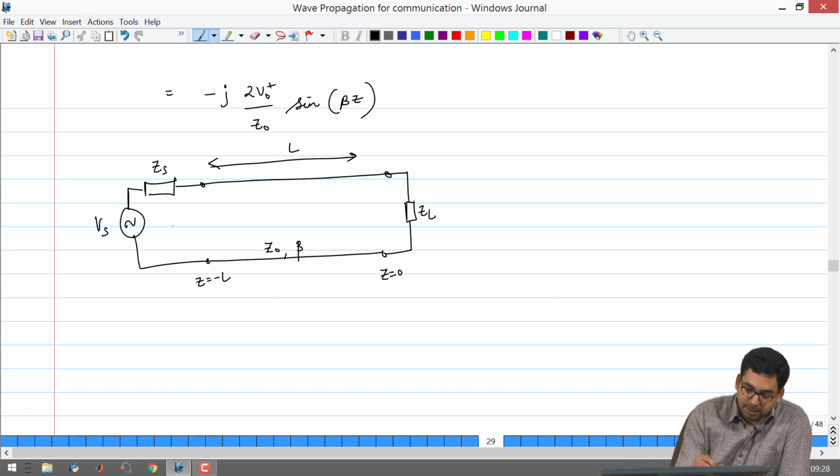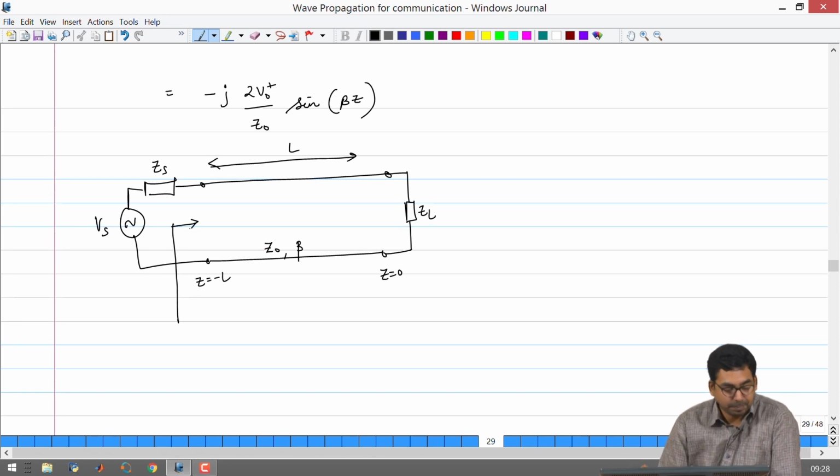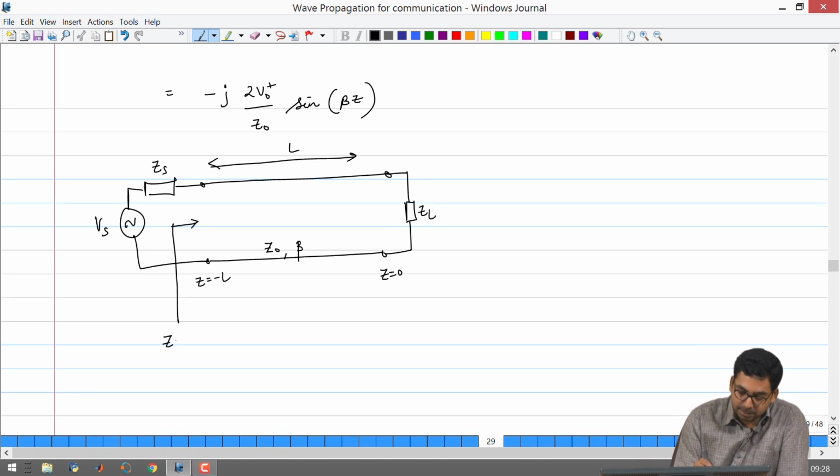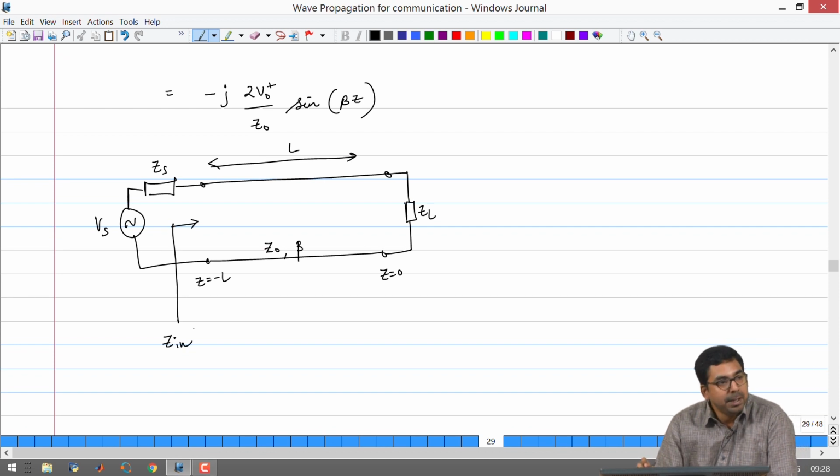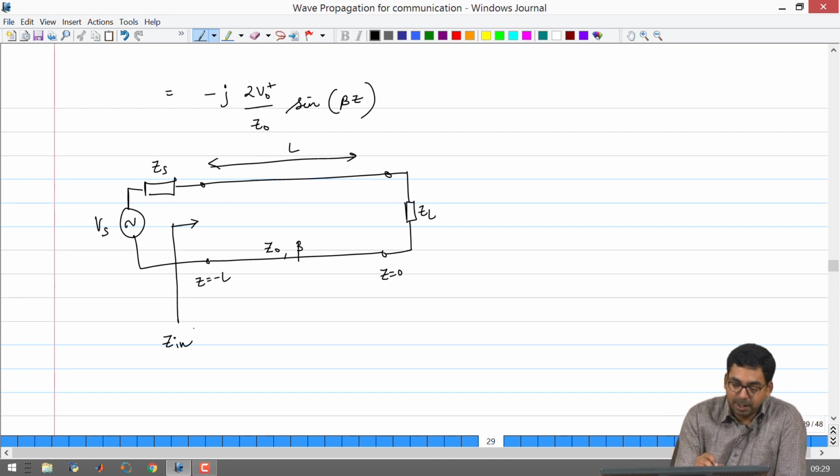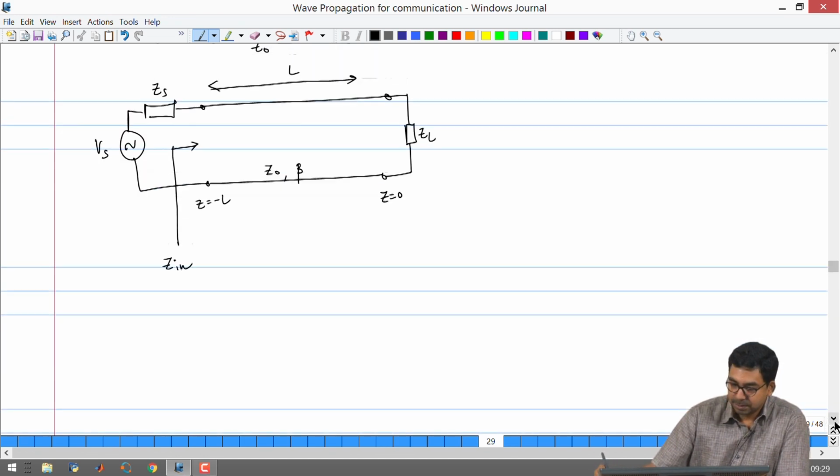I want to understand, looking into this transmission line, what is the impedance that I will be seeing. So, if I look into the transmission line in this direction as marked by the arrow, I want to understand what impedance I would be seeing. So, let us take the scenarios.